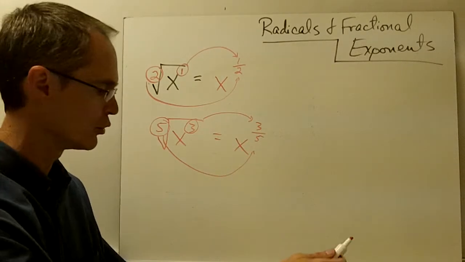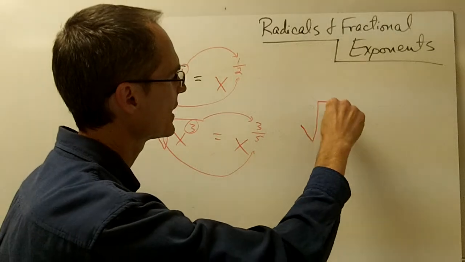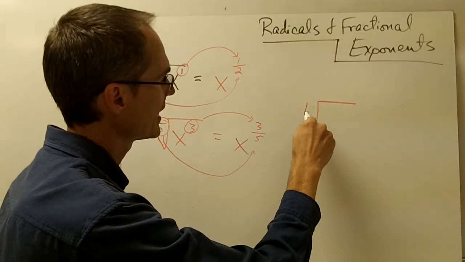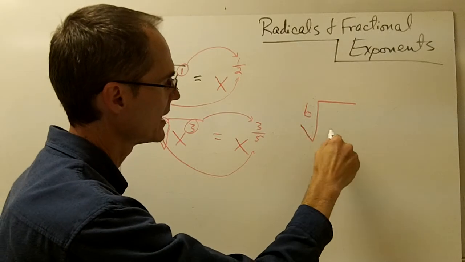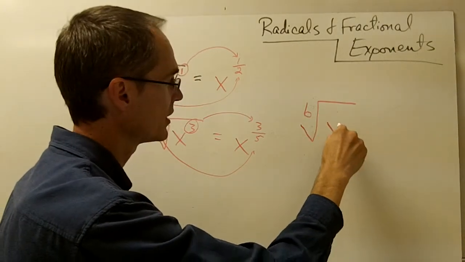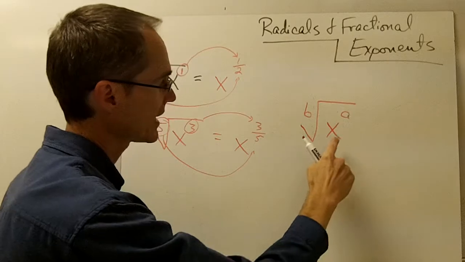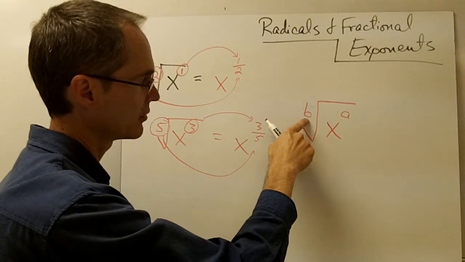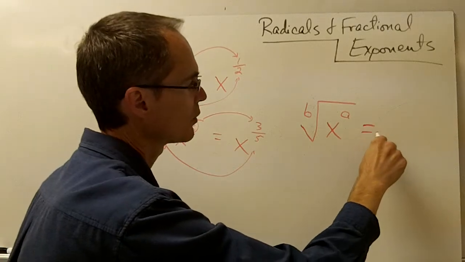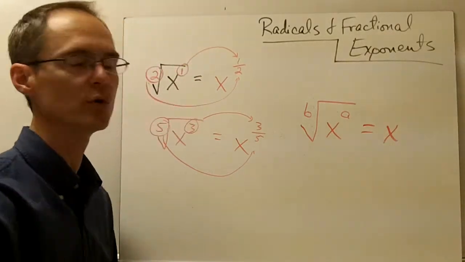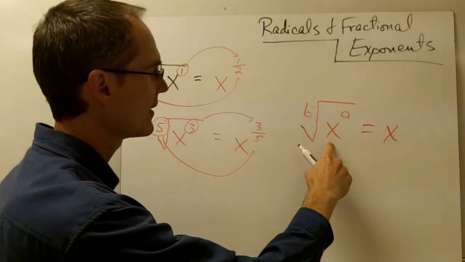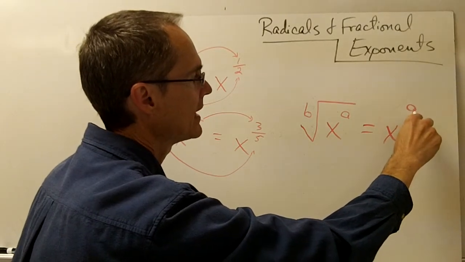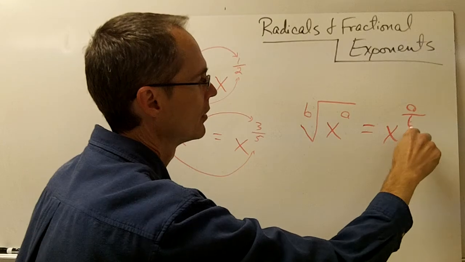So basically the rule is, anytime you have an expression that looks something like this, you've got a number here for your index, and you've got a number here for your exponent under the radical, x to the power of a under the radical, and b is your index. You can always rewrite that using fractional exponents, and this you would rewrite as x to the power of a over b.